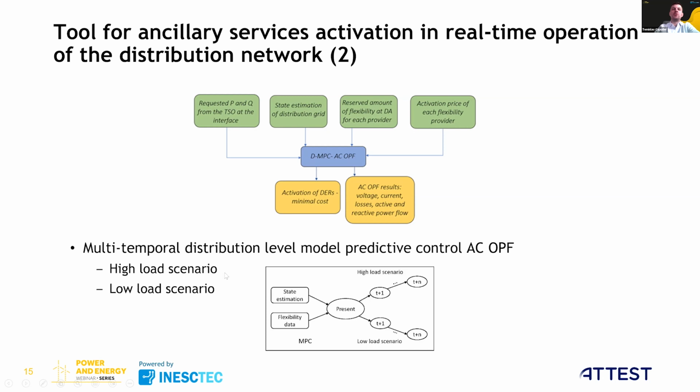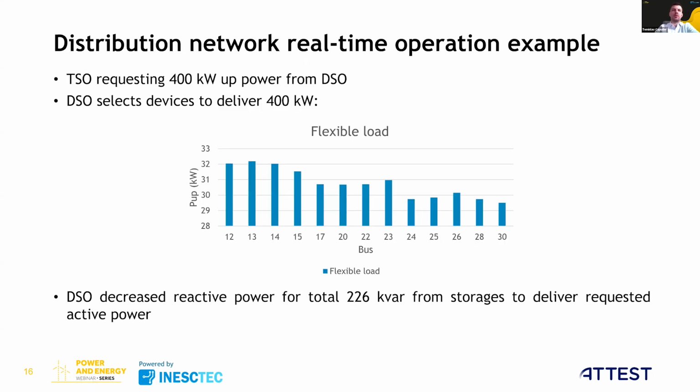We just define two scenarios, a high load or high behavior scenario and a low behavior scenario, and define an interval within which we need to comply with the constraints of the distribution network. And just a short example of the results.